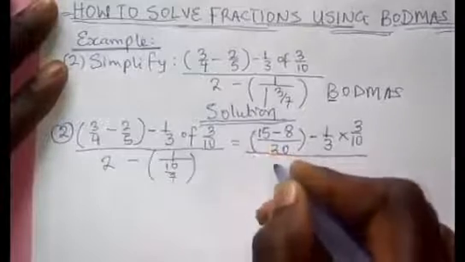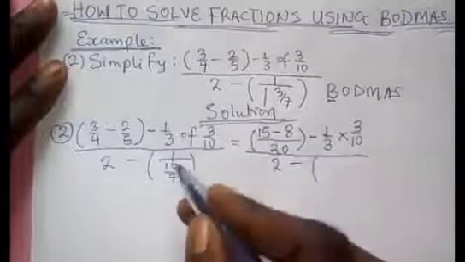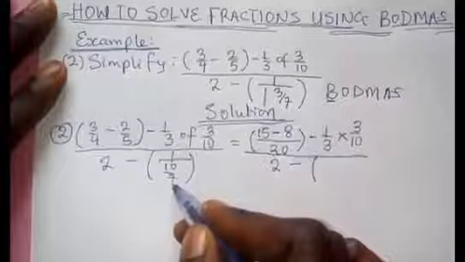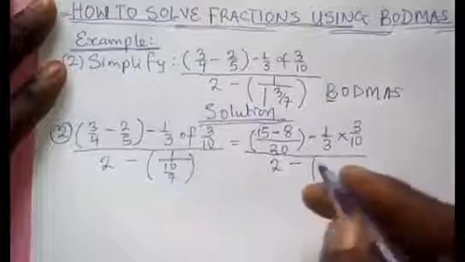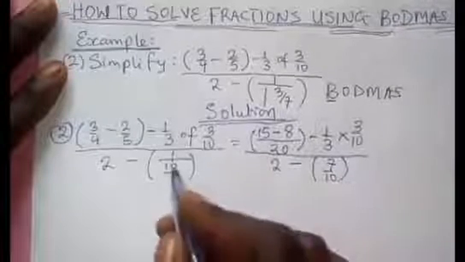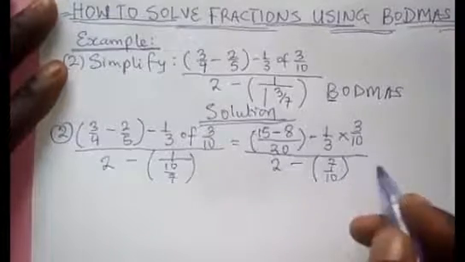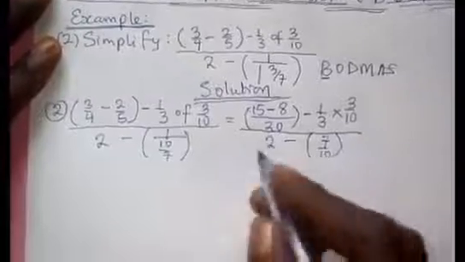Here we have 2 minus what? We open our bracket. Now take a look at this number here. We have 1 upon 10 upon 7. Okay, so what this means is that we are taking the reciprocal of 10 upon 7. So to do this now, we are going to write it as 7 upon 10. So once we take the reciprocal of this 10 upon 7, it gives us 7 upon 10. Reciprocal means you just turn the number upside down. Okay, so that's what we have here in this step.